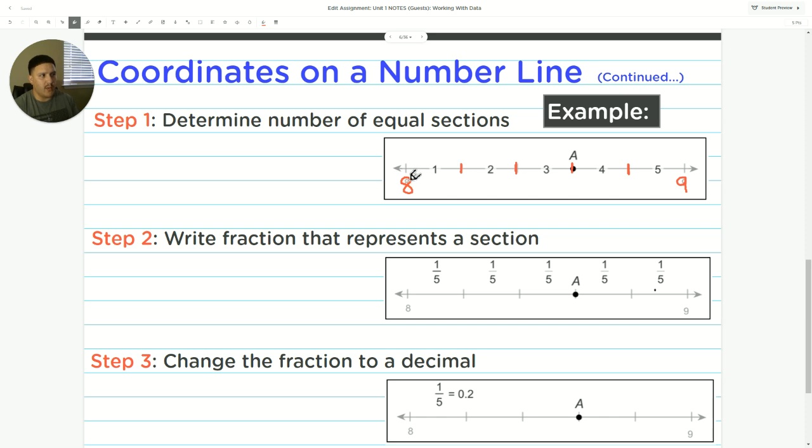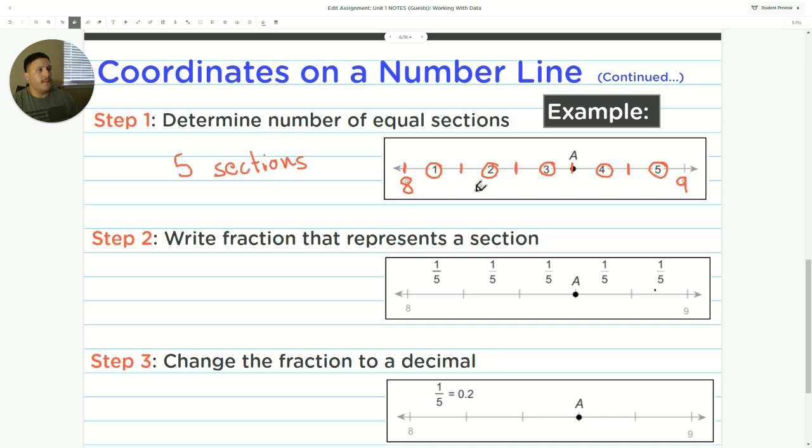And counting how many spaces we have in between from one tick mark to the next. Starting with 8, we have 1 space, 2, 3, 4, 5 different sections between 8 and 9. So these 5 different sections make up the whole entire unit from 8 to 9. So we have 5 sections. Step 2, we're now going to write a fraction that represents that section.